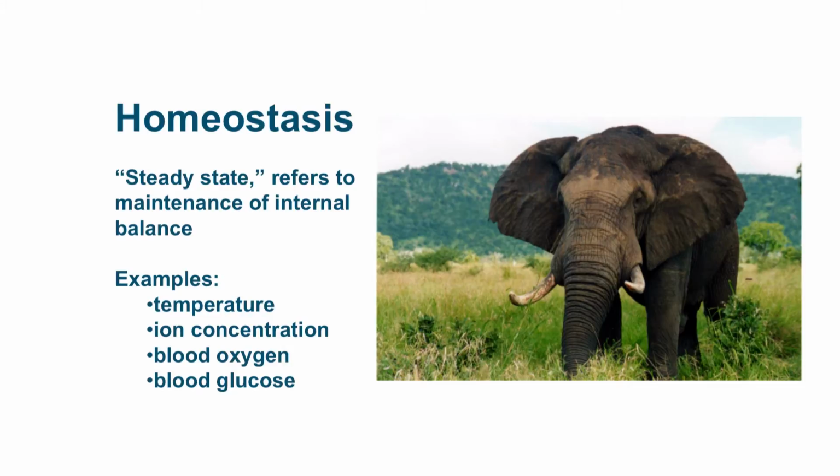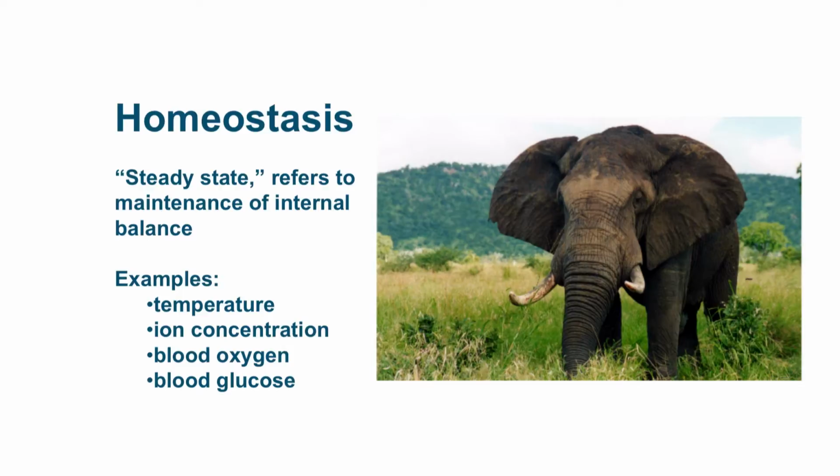In this unit, we're talking about homeostasis, which is basically a term for a steady state. And this refers to the fact that some animals are able to maintain an internal balance. Some of them do it better than others. Examples of this internal balance are temperature, ion concentration, blood glucose, and blood oxygen.